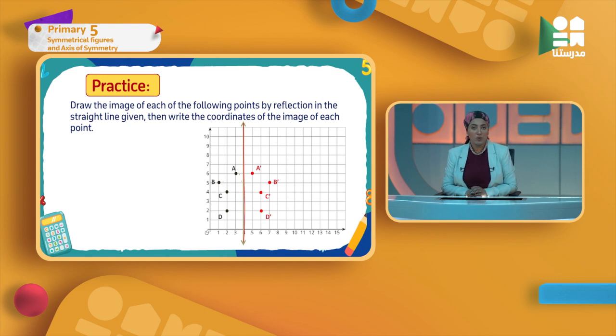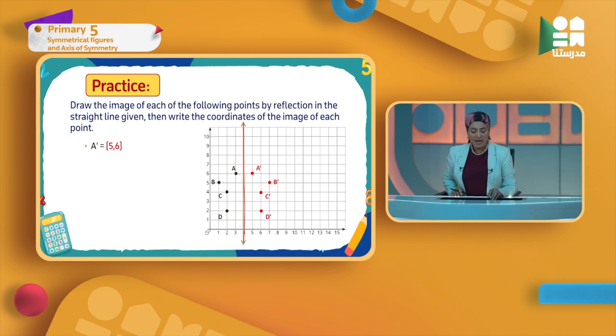Now it's time to write their coordinates. I want the coordinates of the images that I have. So where is A dash? It is at 5 on the x axis and 6 on the y axis. So its coordinates are 5 and 6.